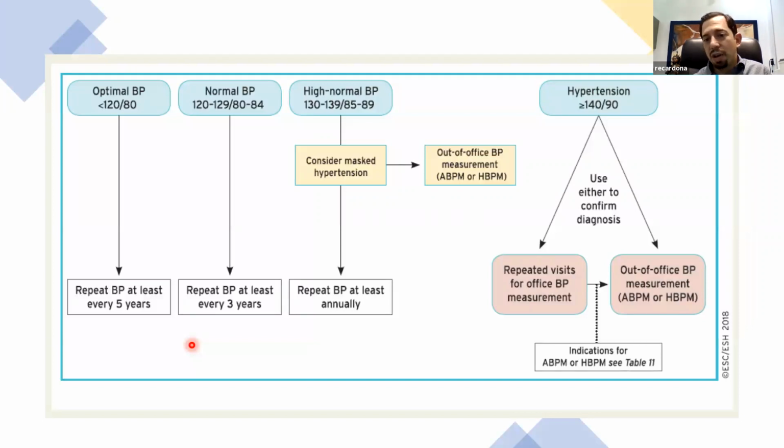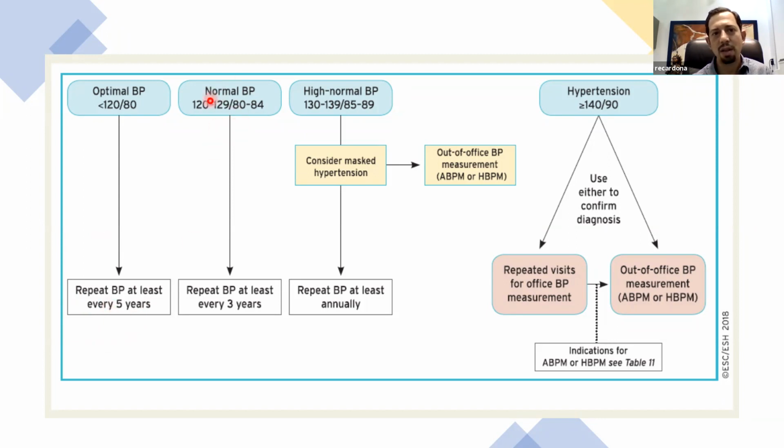Now, going back into the approach to hypertension, we have different options when we are screening our patients. When they have normal blood pressure, that is a blood pressure below 128/80, these are patients we should monitor at least every 5 years.